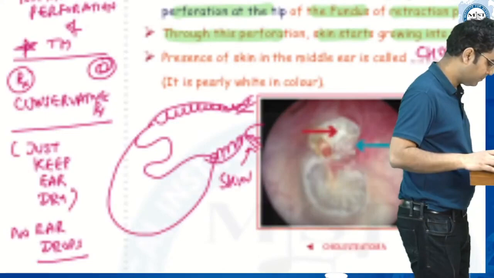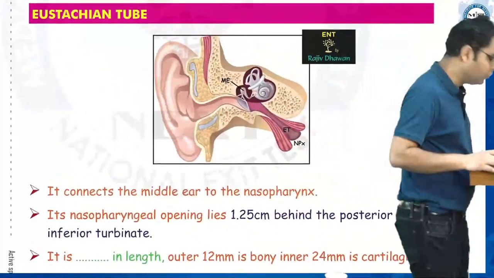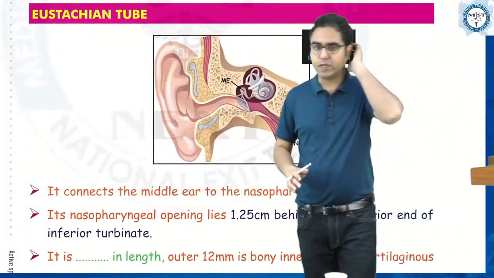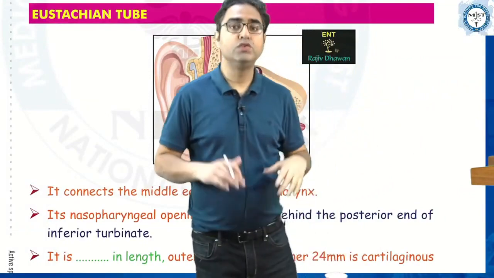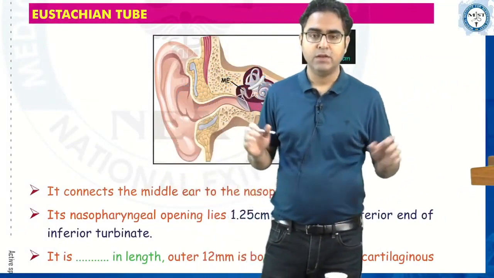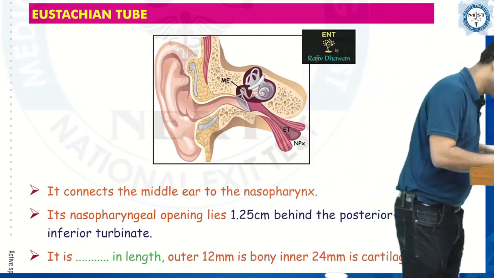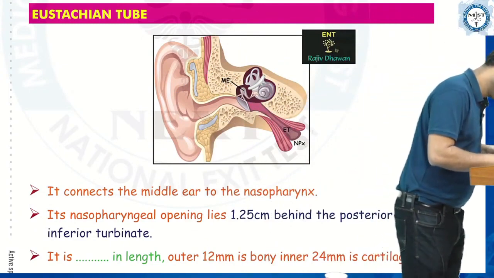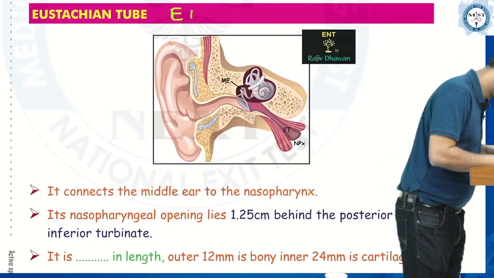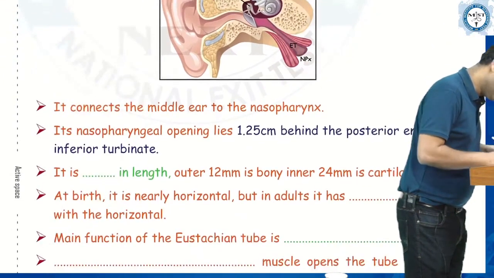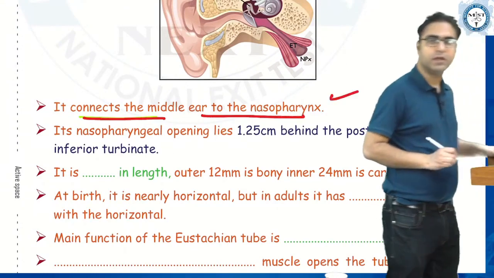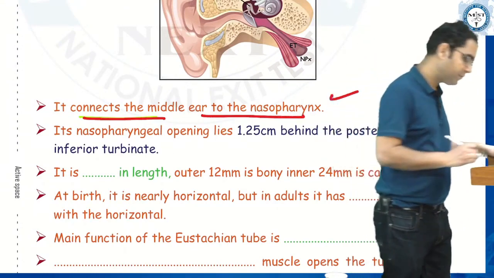Next topic. The next topic is the Eustachian tube, beta. Let us discuss the Eustachian tube. By now, you know the Eustachian tube is very vital for your ear, beta. Let's discuss a few important points about the Eustachian tube. We call it ET, beta. It connects the middle ear to the nasopharynx. Yes, I remember, middle ear to nasopharynx.